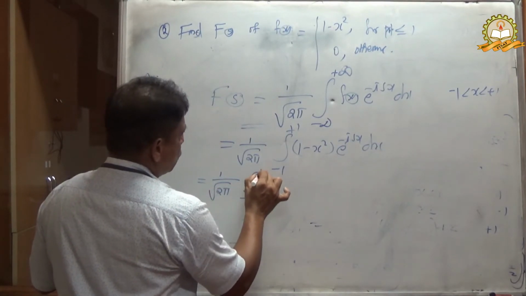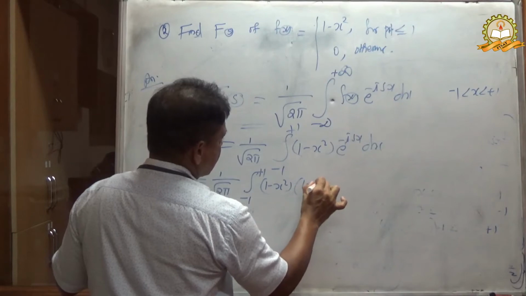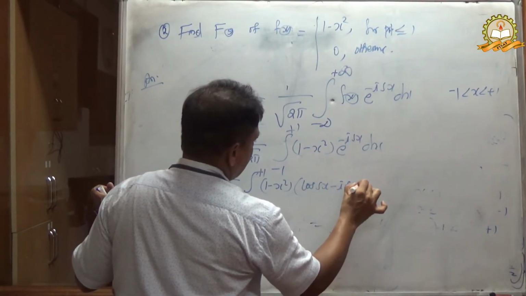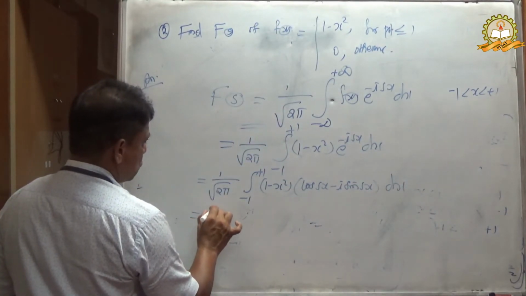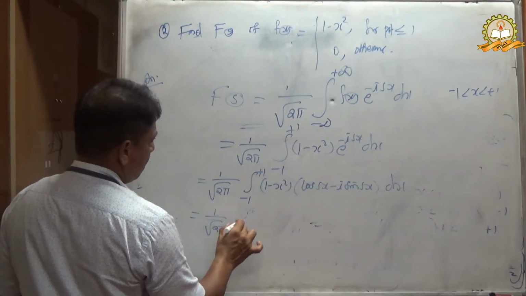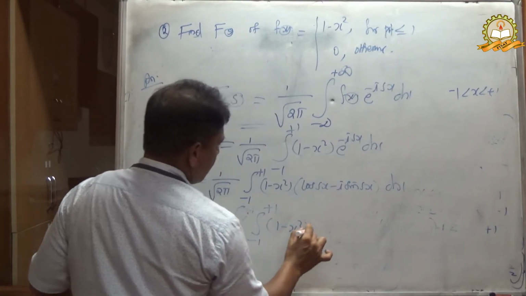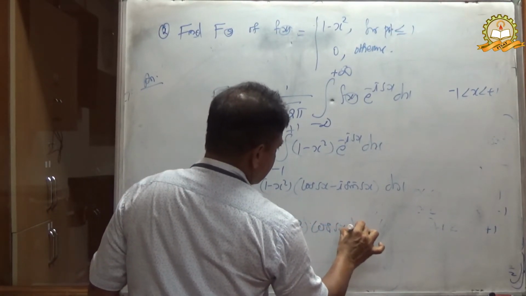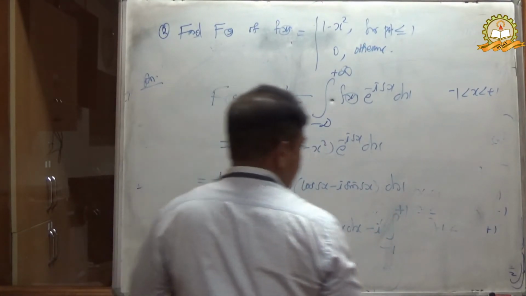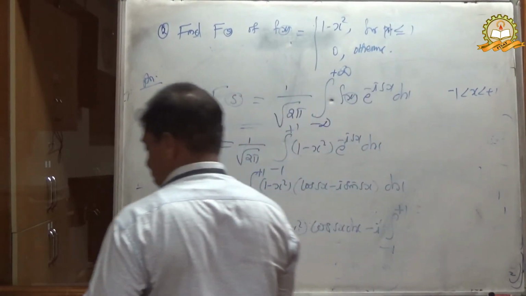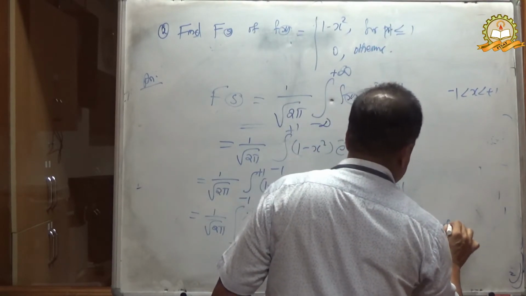Then 1 by root of 2 pi, integral minus 1 to plus 1, 1 minus x square into cos sx minus i sin sx dx. This is equal to 1 by root of 2 pi, integral minus 1 to plus 1 of 1 minus x square cos sx dx minus i times integral minus 1 to plus 1 of 1 minus x square sin sx dx.